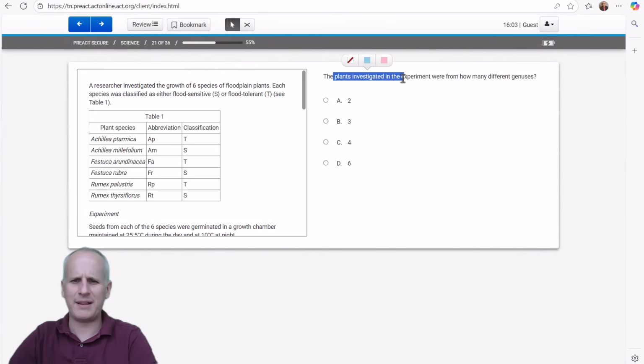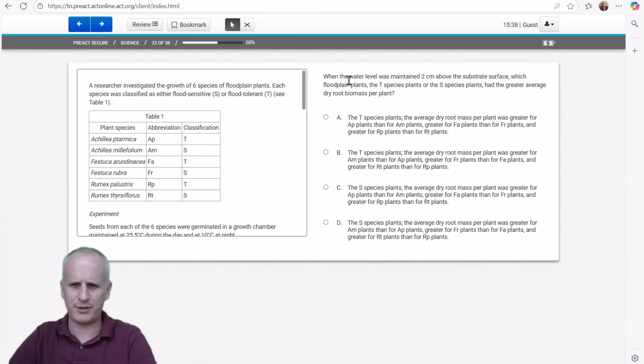Here we're being asked, the plants investigated in the experiment were from how many different genuses? Again, the limited outside knowledge you might have to know for the pre-ACT science section. The genus is going to be the first capitalized word of the species name. So we've got 2 Achillea, 2 Festuca, and 2 Rumex for a total of 3 different genuses.